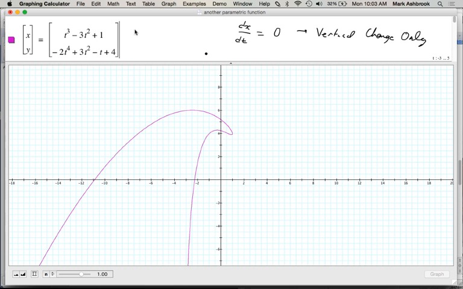So we're going to take dx dt, which is a super easy derivative, 3t squared minus 6t. And we want that to be 0. How do we handle that?